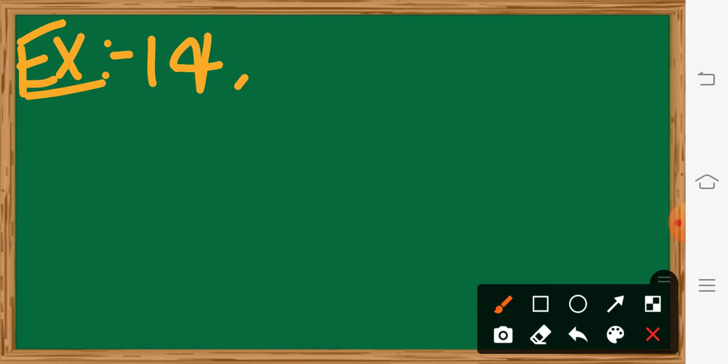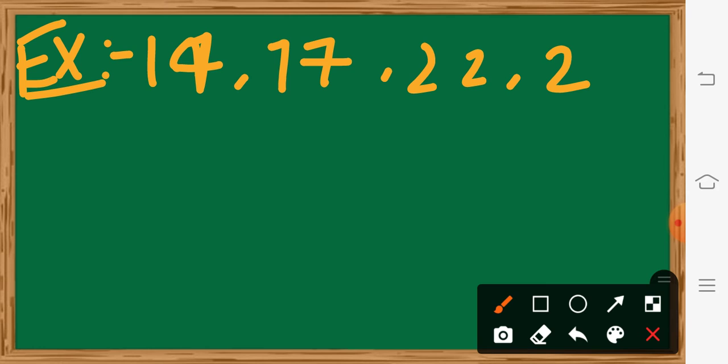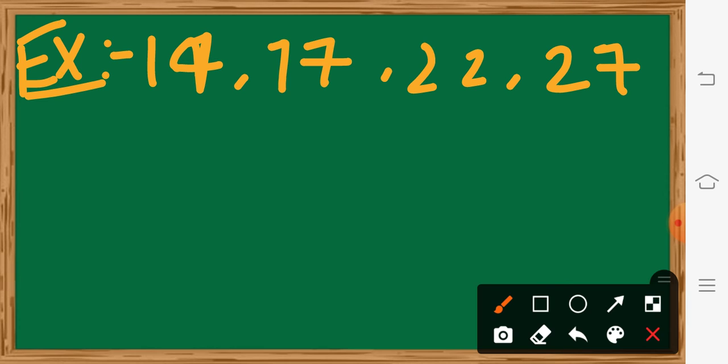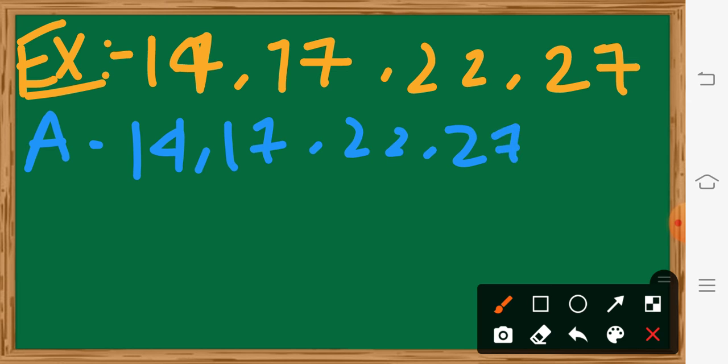We observe an example. Find the median for these numbers 14, 17, 22, 27. Here, first of all, we arrange these numbers in ascending order. Ascending order: 14, 17, 22, 27. This is the ascending order for these numbers.